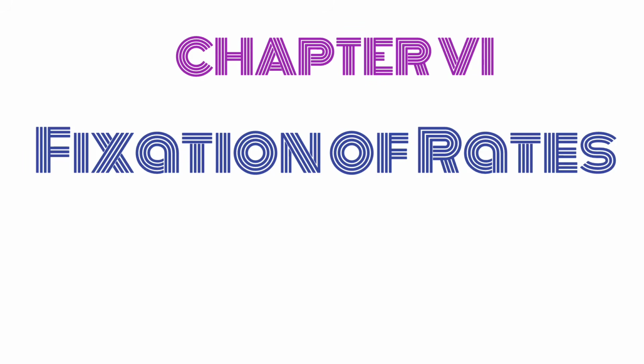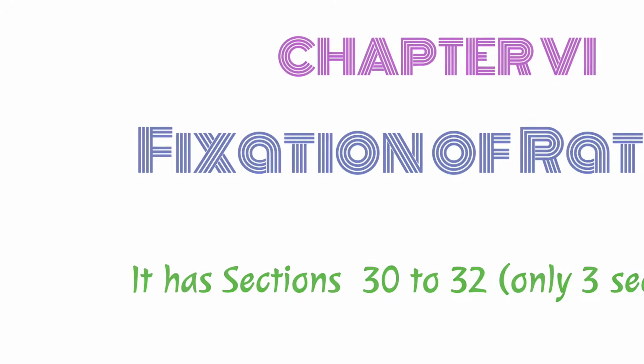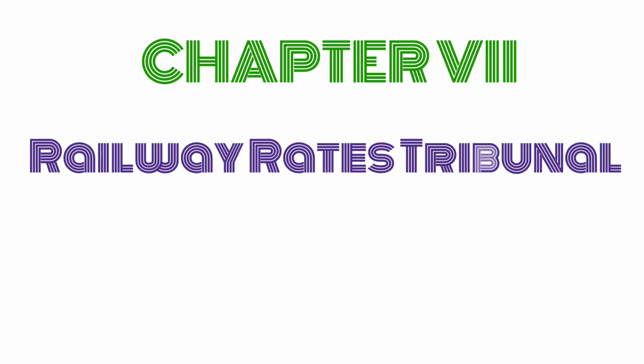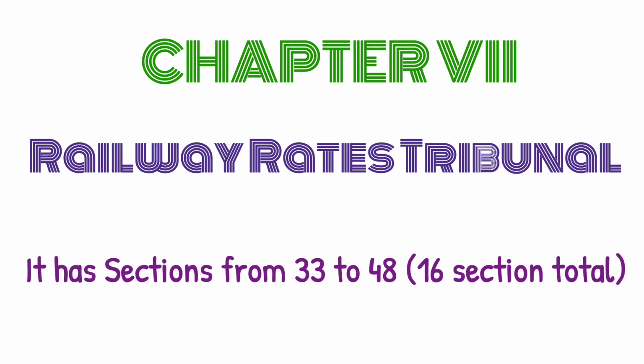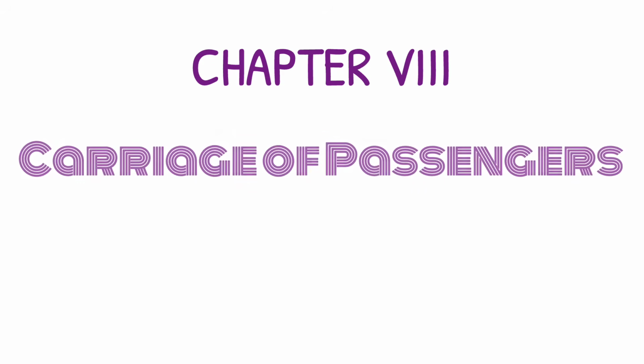Chapter 6, fixation of rates. Fixation of rates is available in chapter 6. It has sections 30, 31 and 32, total 3 sections. Chapter 7 is important. Actually, it is describing the Railway Rates Tribunal, and it has sections 33 to 48, total 16 sections. If anything is asked from the Railway Rates Tribunal, we can guess it will come in between this.